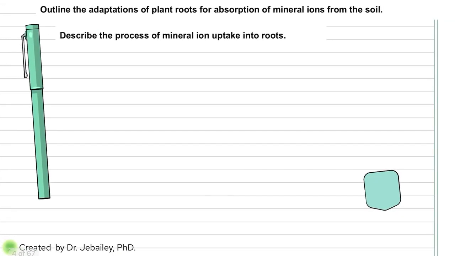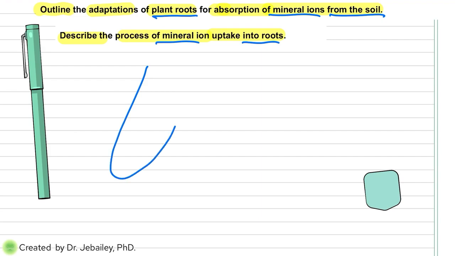Now the question says here, outline the adaptations of the plant roots for absorption of minerals in the soil and describe the process of mineral ion uptake in the roots. So you can see they both mention mineral ions, and it's talking about into the roots from the soil, but it's still mentioning minerals getting in there. Now I already mentioned that. For example, here we have the root, right? And let's say minerals can be potassium, calcium, magnesium.